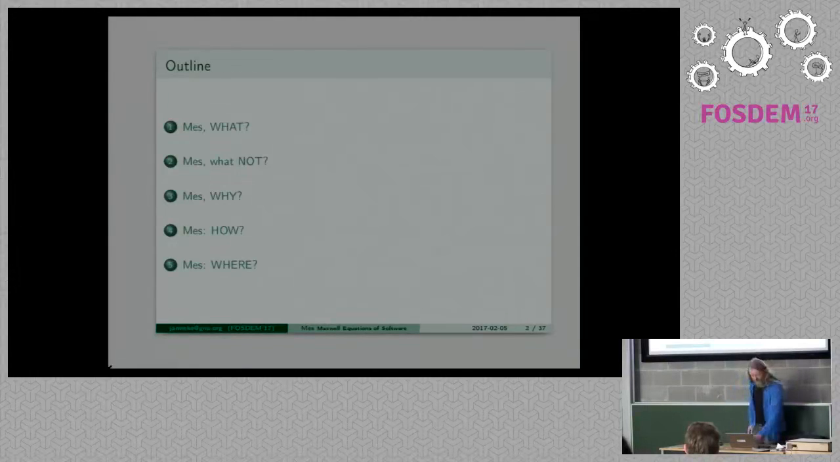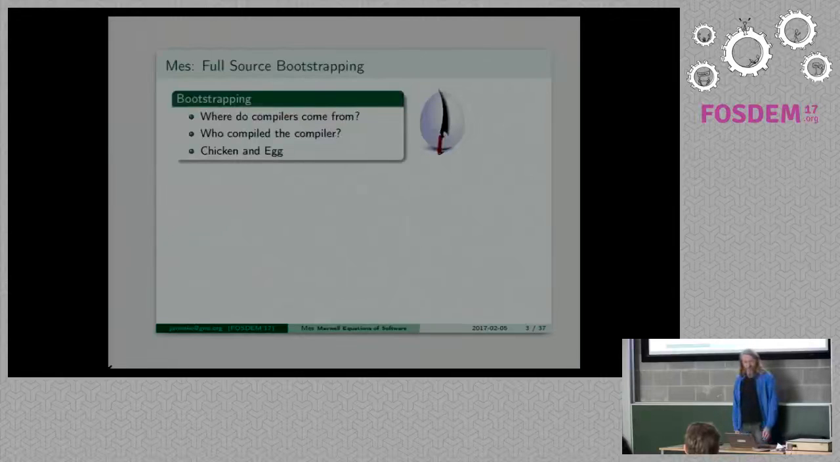So what is MES? MES is full source bootstrapping. So what is bootstrapping? Do I need to explain that for those who don't know about the bootstrapping problem? Okay, most of you know. It's the question, where do compilers come from? Who compiled the compiler, or the chicken and egg problem?